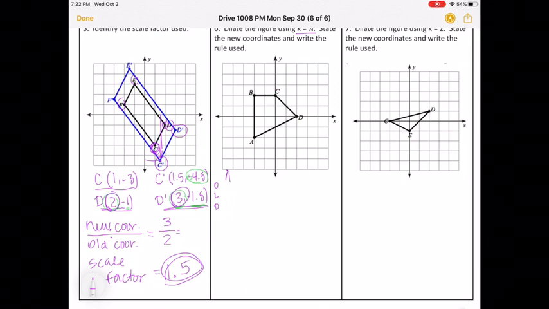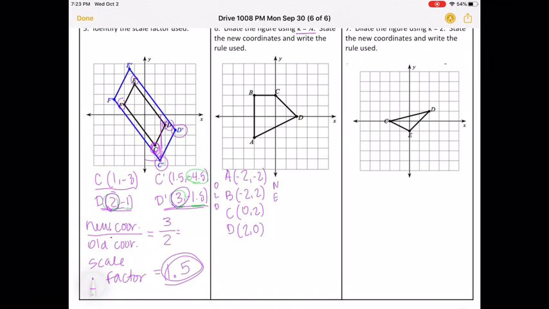Okay, if you've paused, you should be checking your answer now. So you should have gotten A is -2, -2. B is -2, 2. C is 0, 2. And D is 2, 0.